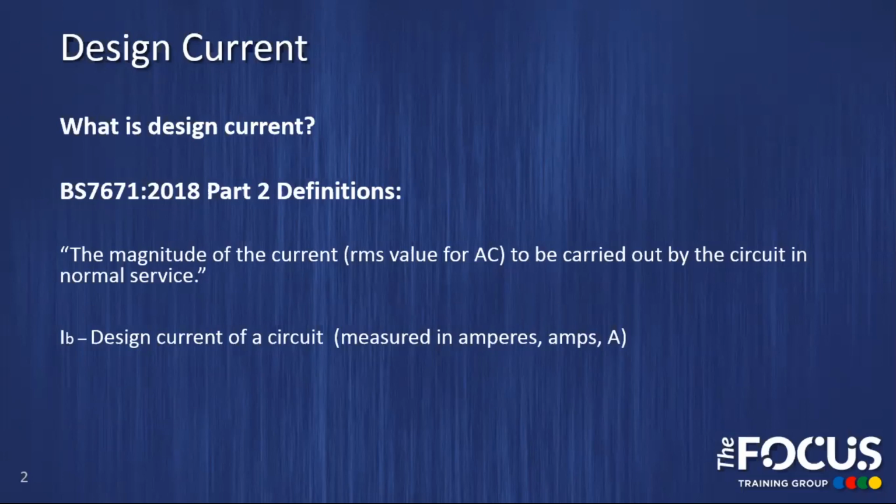If we take a look at the symbols in Part 2 of BS 7671, we can also see the symbol given for design current is a capital I with a lowercase b. It tells us this is the design current of a circuit, and it's measured in amperes, amps, and uses the symbol capital A.